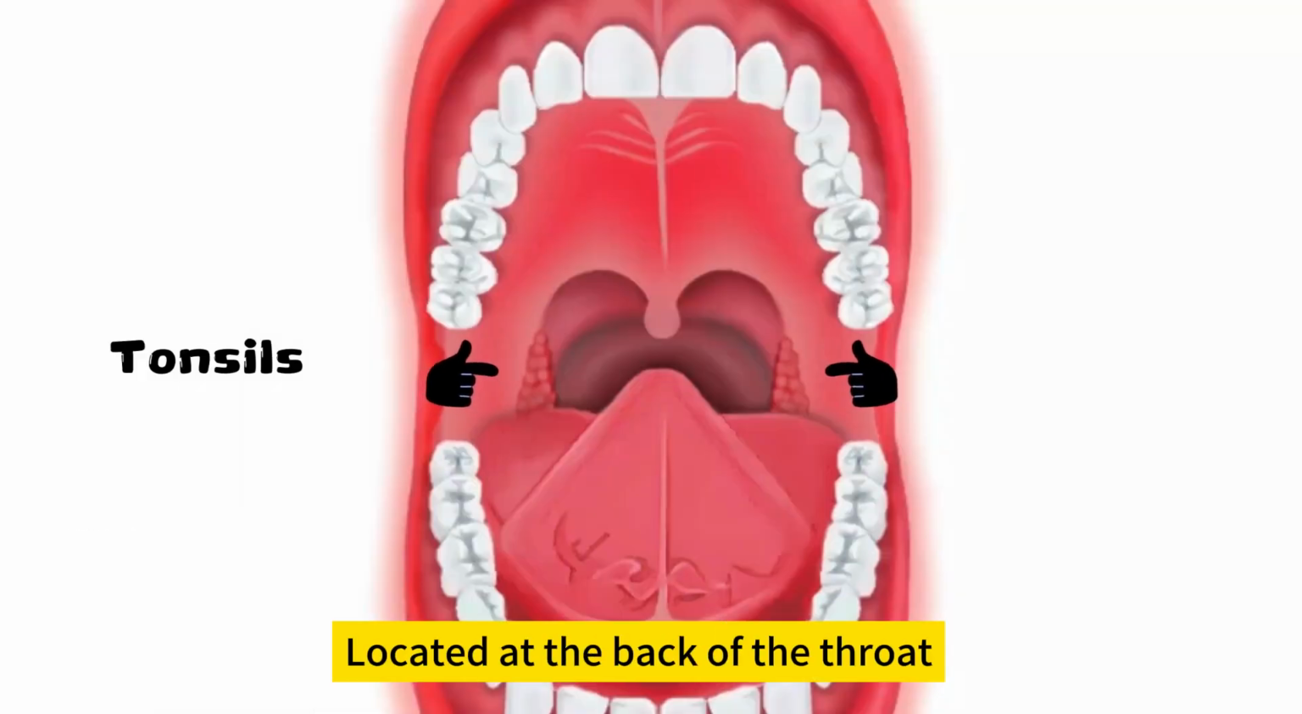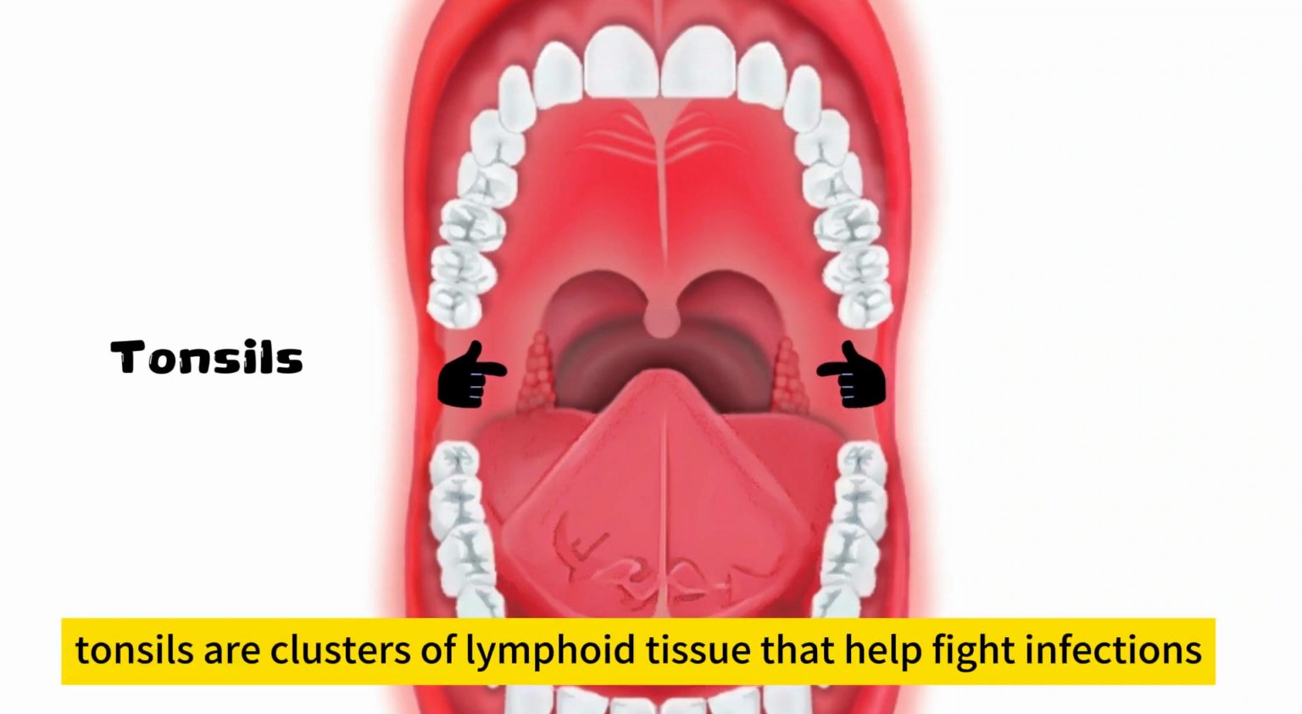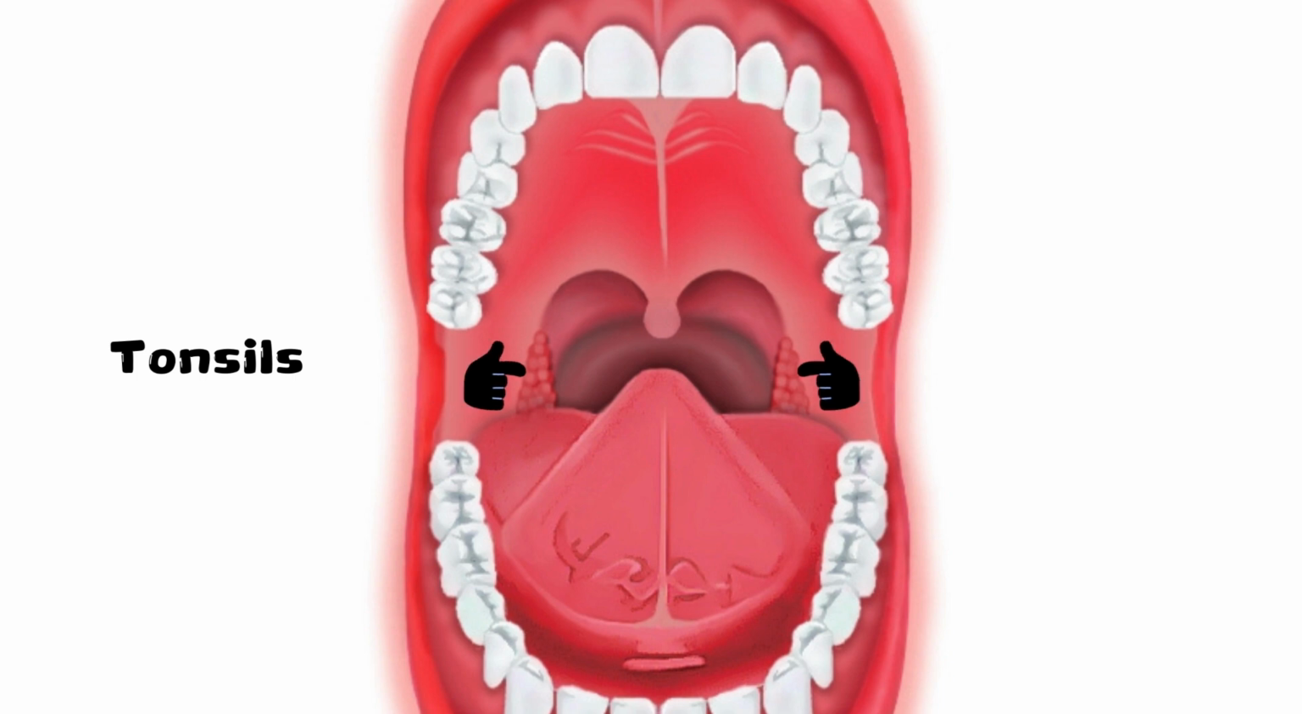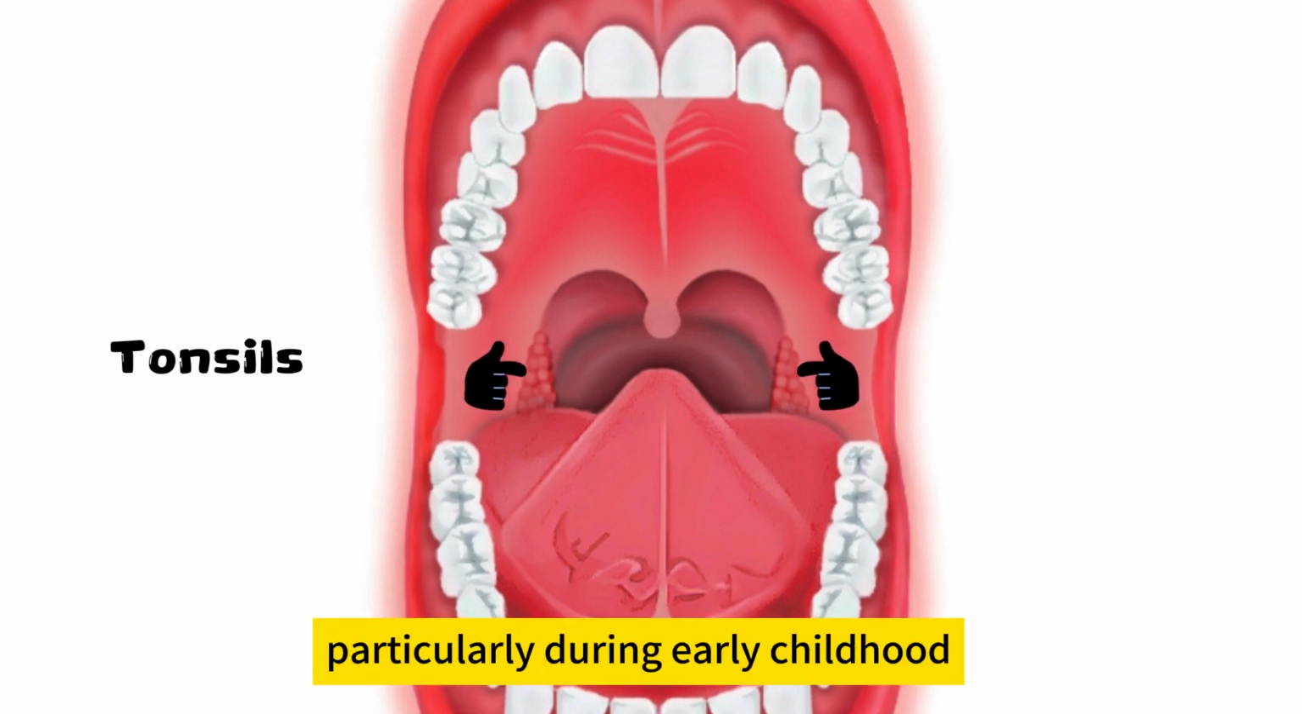Tonsils. Located at the back of the throat, tonsils are clusters of lymphoid tissue that help fight infections. They play a role in the immune system, particularly during early childhood.